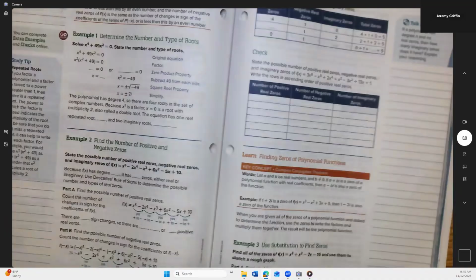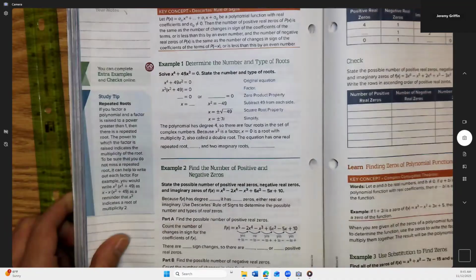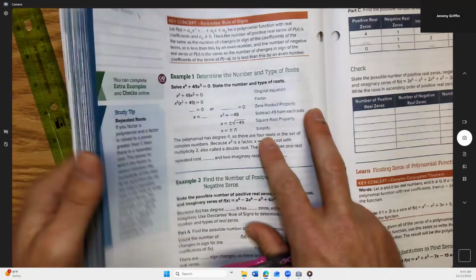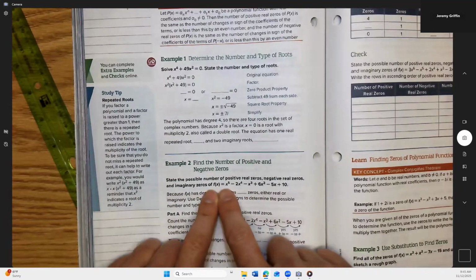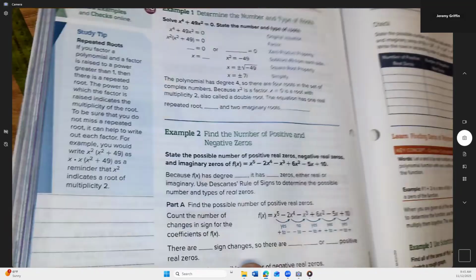All right, what else we got? Descartes' rule of signs. Descartes' rule of signs says that if you write out the polynomial from highest degree to lowest degree... here, I'll just teach this one by example.